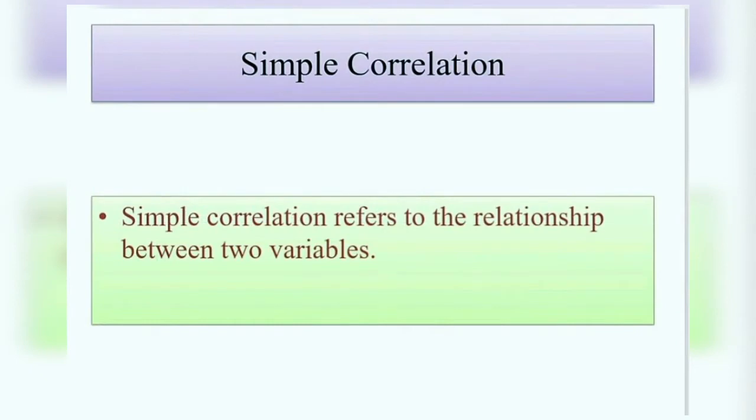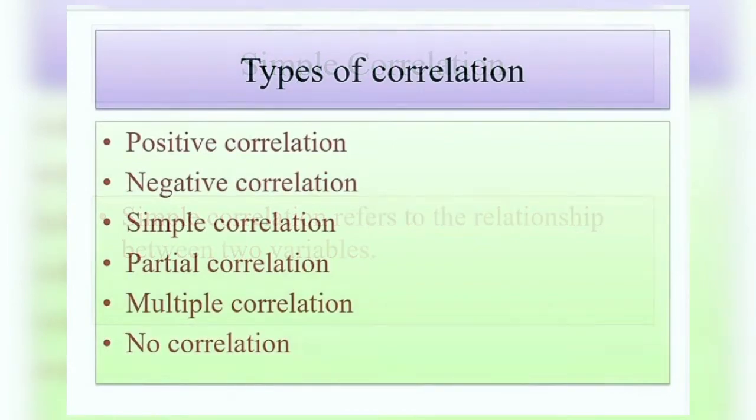Now we can discuss simple correlation. Simple correlation refers to the relationship between two variables x and y. We take two variables x and y. What is the relationship between the variables? That is called simple correlation. The relationship may be in the sense of either quality or quantity. So the relationship of two variables is called simple correlation.